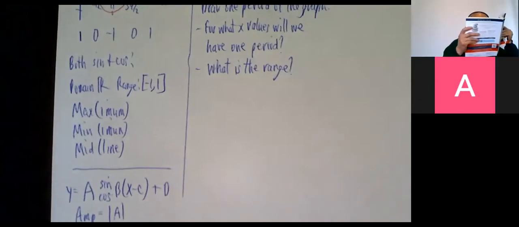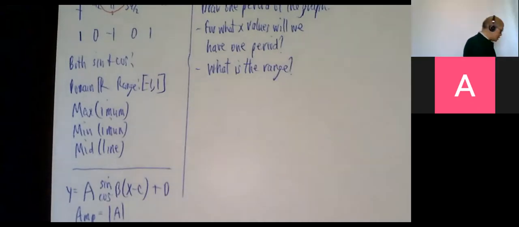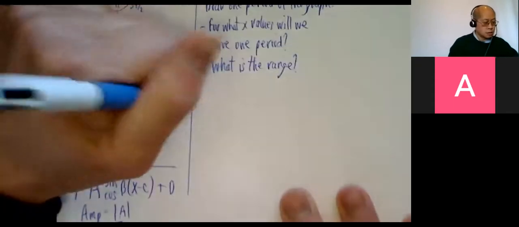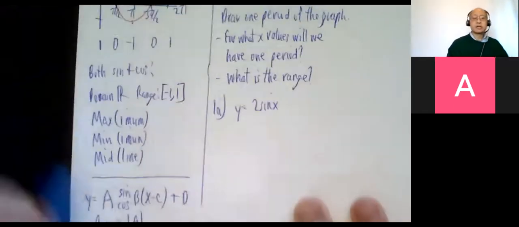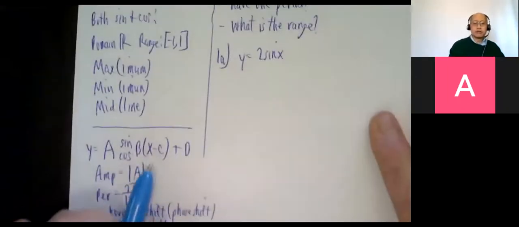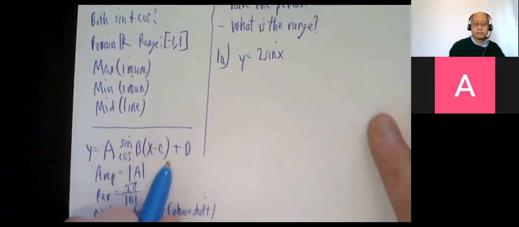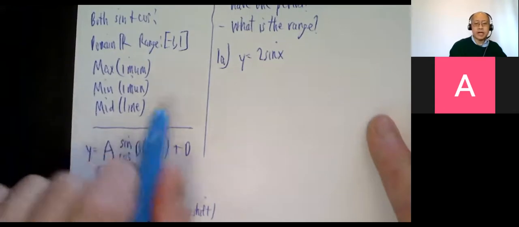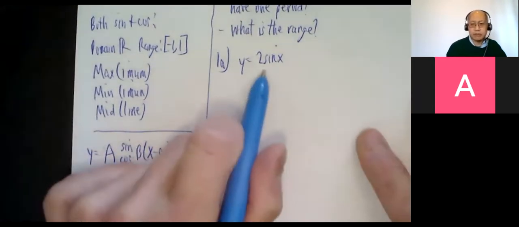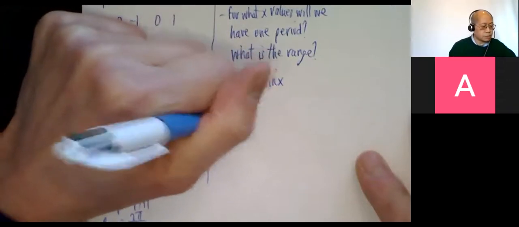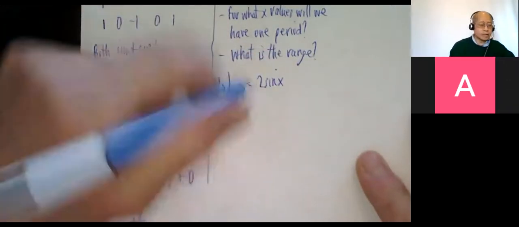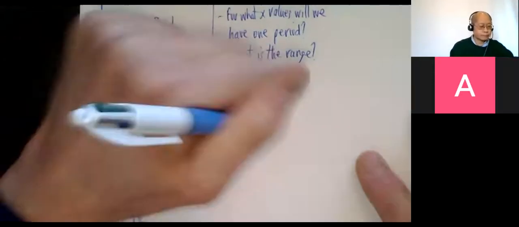All right, so number 1 has y equals 2 sine x. 1a, y equals 2 sine x. So right now, there isn't any c or d to worry about. Just a and b. I don't see any b. Well, we pretend the b is a 1. Okay, so the amplitude is the absolute value of this, which is 2.